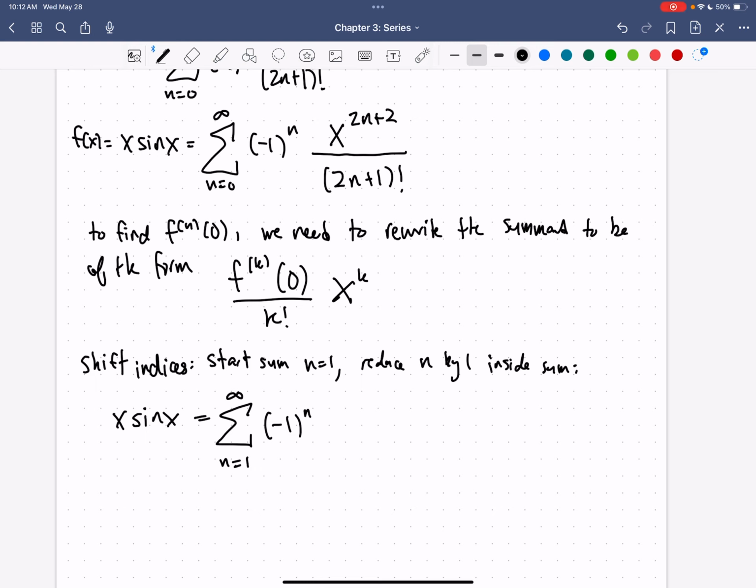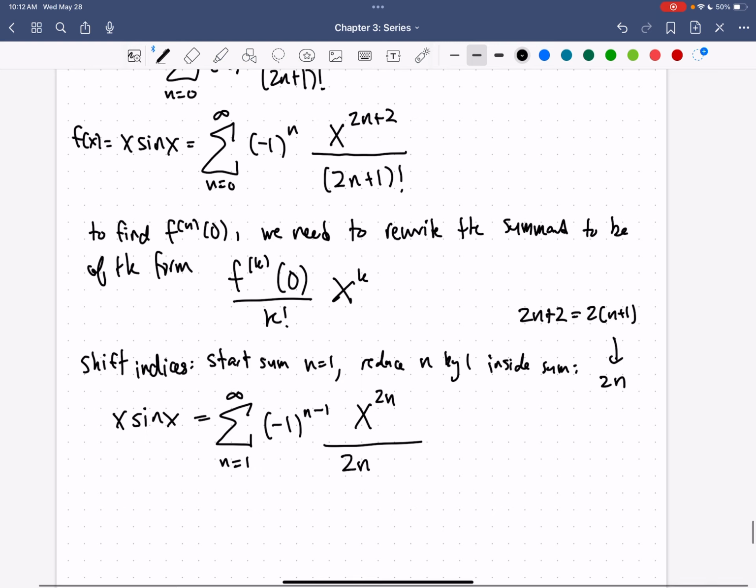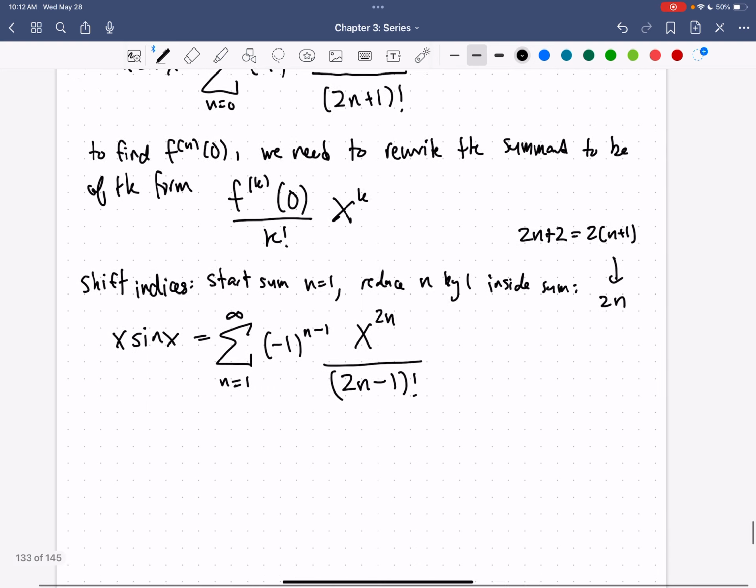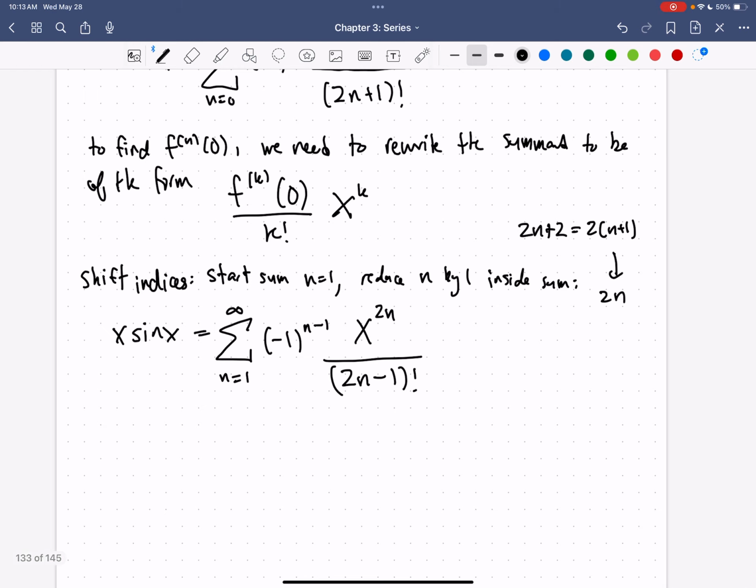So we have negative 1 to the power of n minus 1. Then 2n plus 2, because that's equal to 2n plus 1, it now becomes 2n. So we have x to the 2n. Then over, so 2n plus 1, that's now going to become 2n minus 1. Again, because we've got like the 2n, so it's more dramatic of a change. Okay, so now we can try to compare this a little bit better to what we've got.